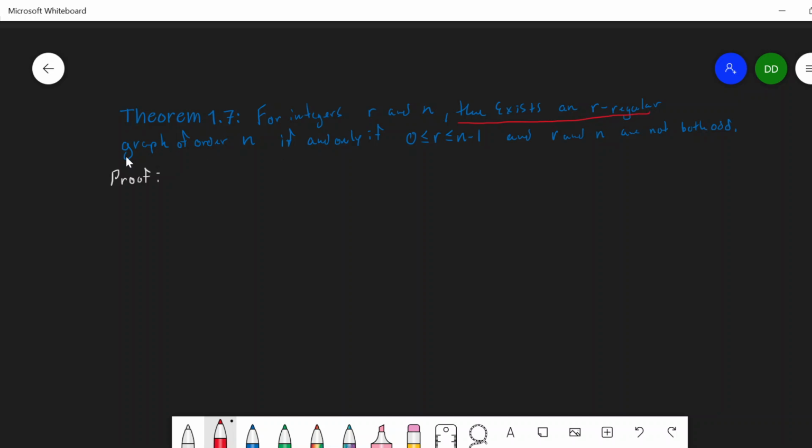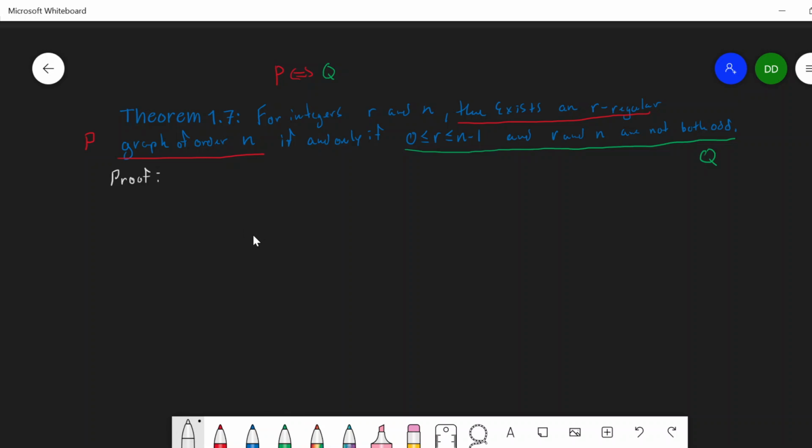There exists an R-regular graph of order n. I'll think of this as a statement P. And then if and only if 0 is less than R less than or equal to n minus 1, and R and n are not both odd, I'll think of this as Q. So we're trying to prove a biconditional, an if and only if here. What we want to show is that P is true if and only if Q is true.